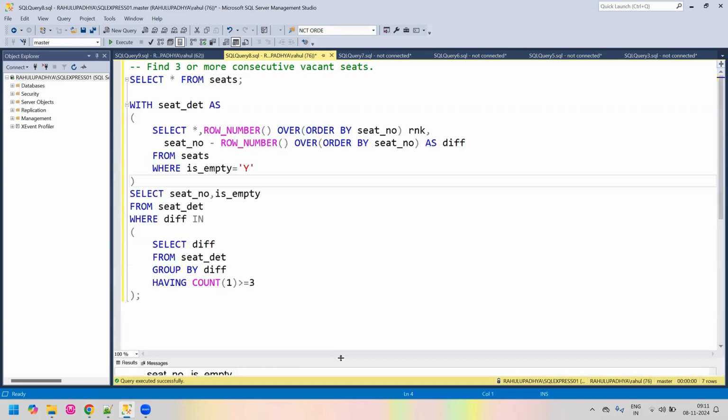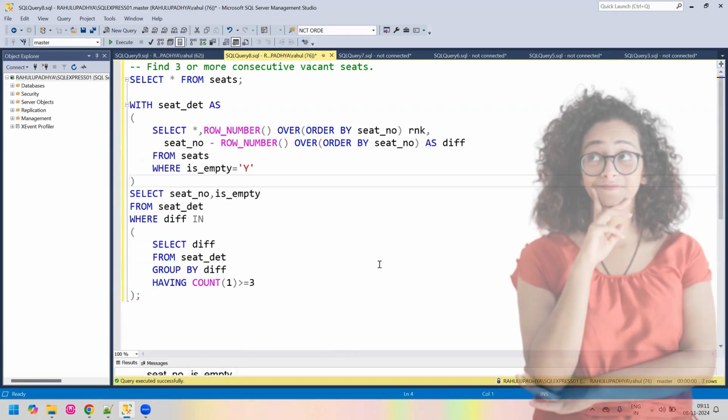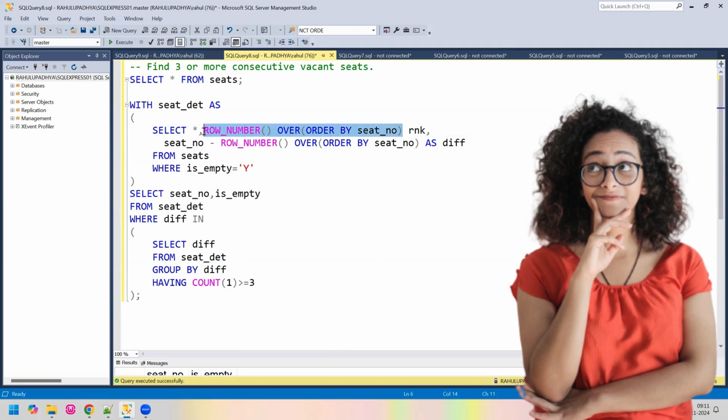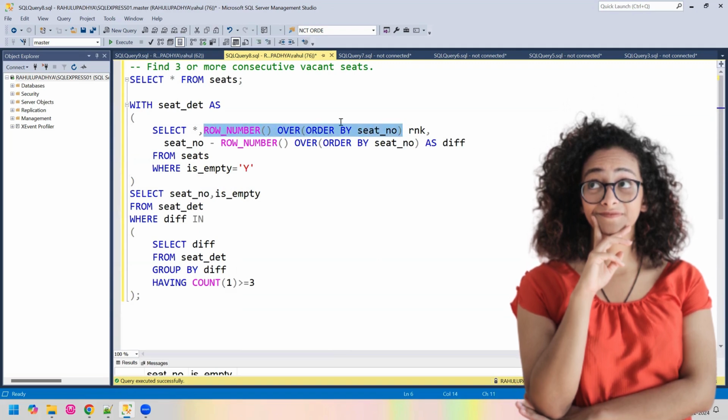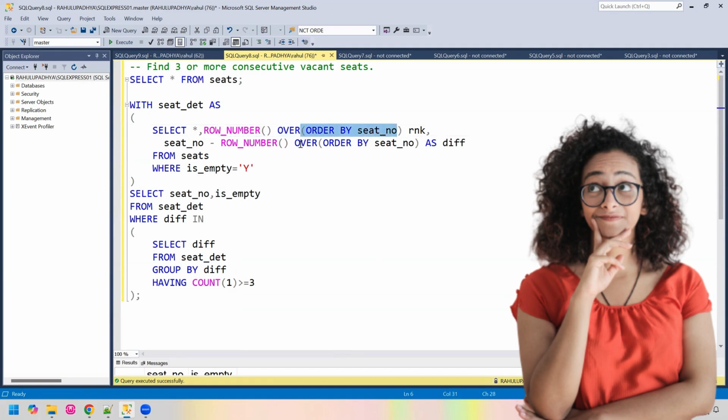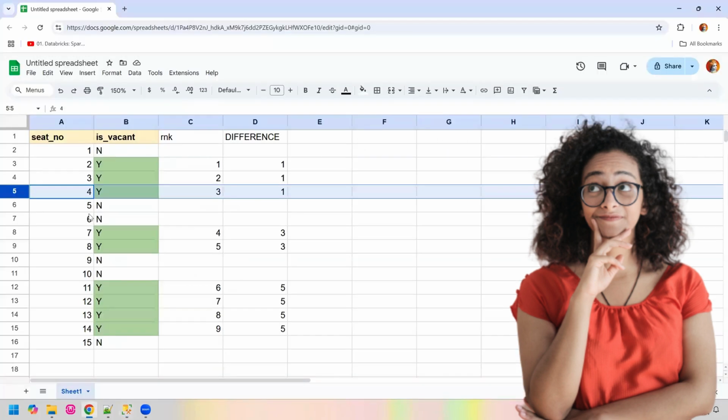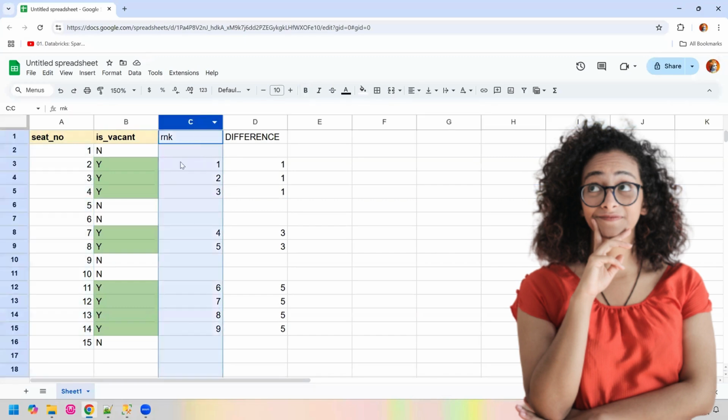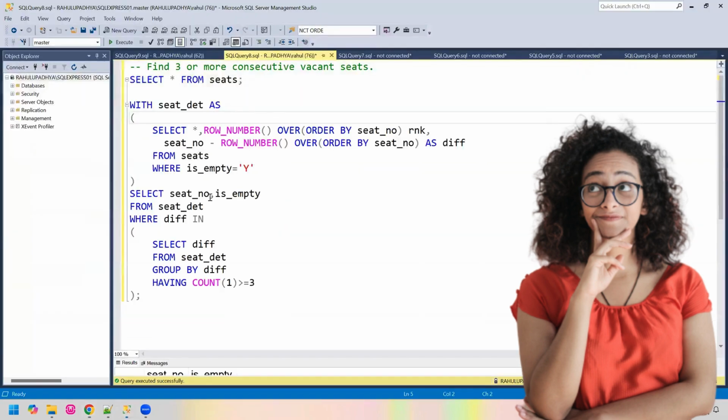So let's summarize what we have done to reach the solution. First of all, we derived a new column, that is a ranking function using row number, and we ordered it based on the seat number. We kept only those entries where the seats are empty. So only for such records, we have identified the rank. And as we discussed in our approach, whenever we have two parallel columns which are increasing in the same order, if we take the difference between these two columns, wherever they are in consecutive order, we will get the same difference. So that is what we did here.